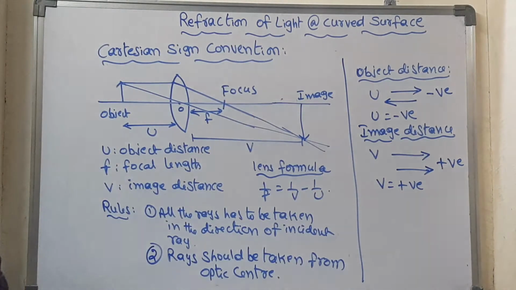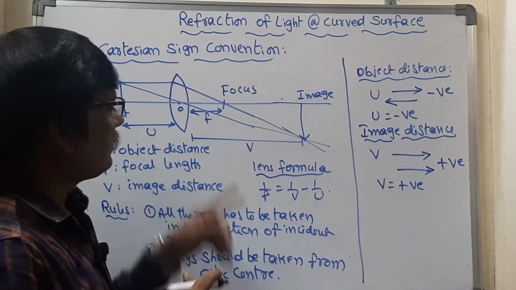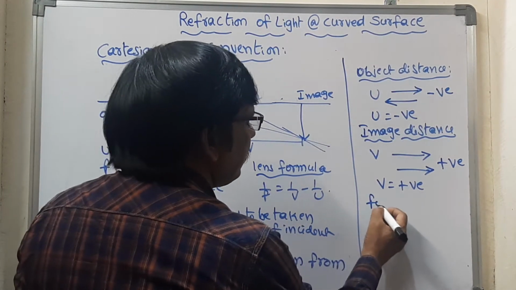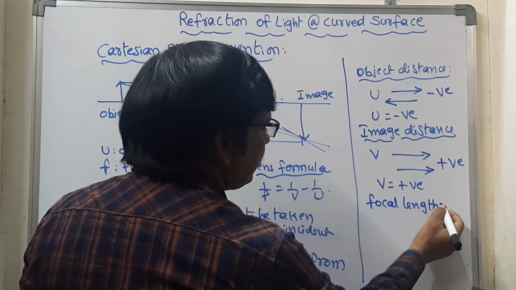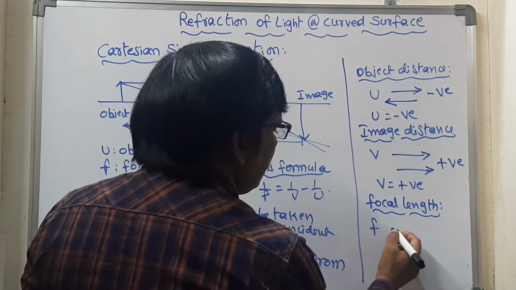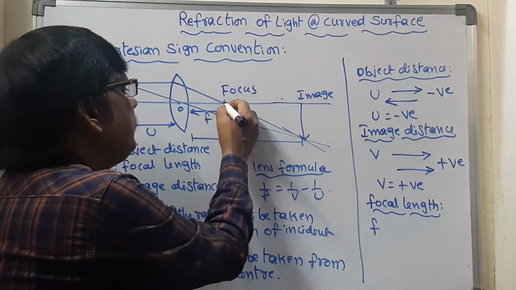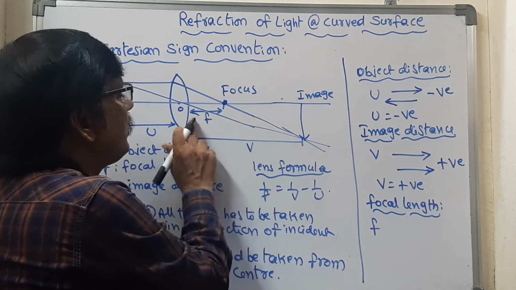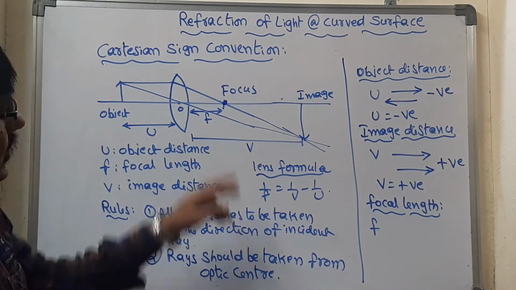Did you get it? Now let us see the focal length. Focal length is represented by the letter f. And so where is the focal length? This is the point where it is the focal length. The distance between the optic center and the focus is the focal length. So where is the focal length? On the right side.